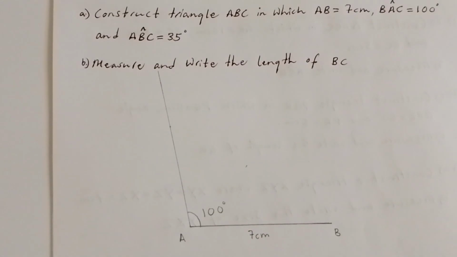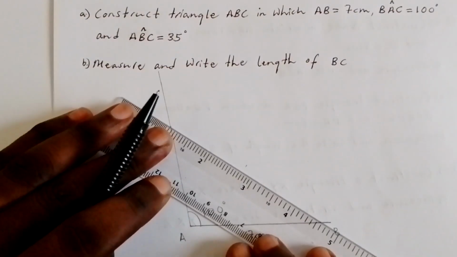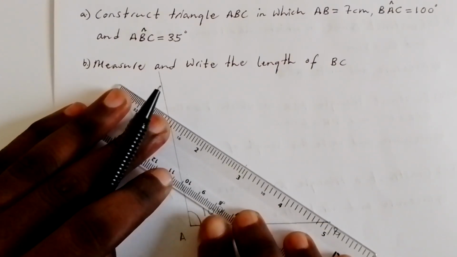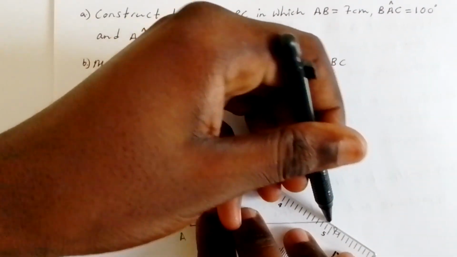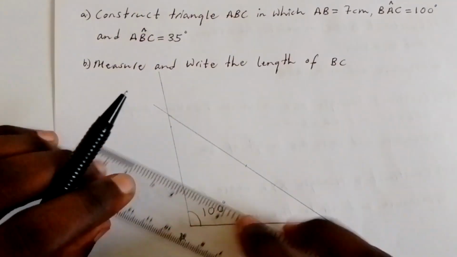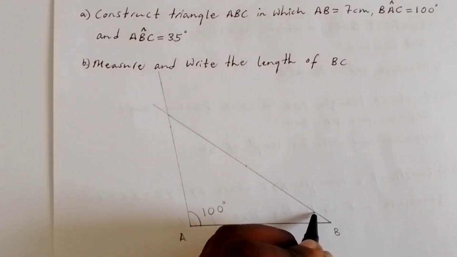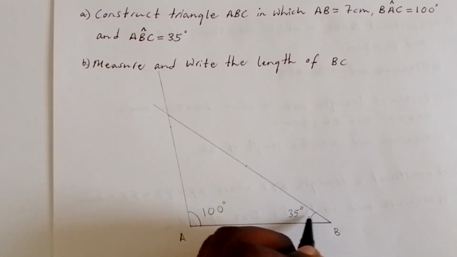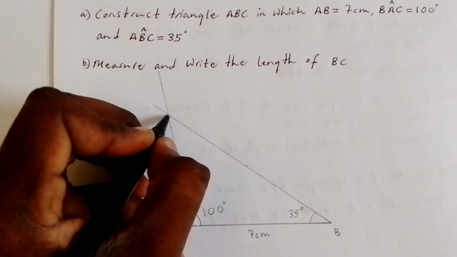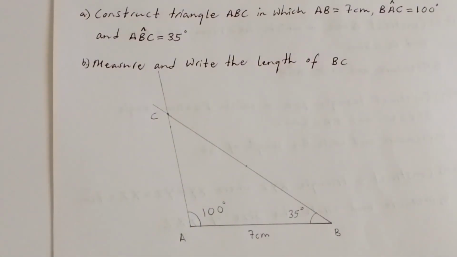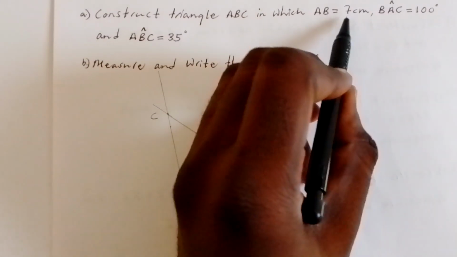Then you get your ruler and draw a line passing through this. So this angle is 35 degrees. Meaning the point C is exactly here. That is where the point C is. So this is how you construct a triangle when you've only been given one side and the rest are angles.